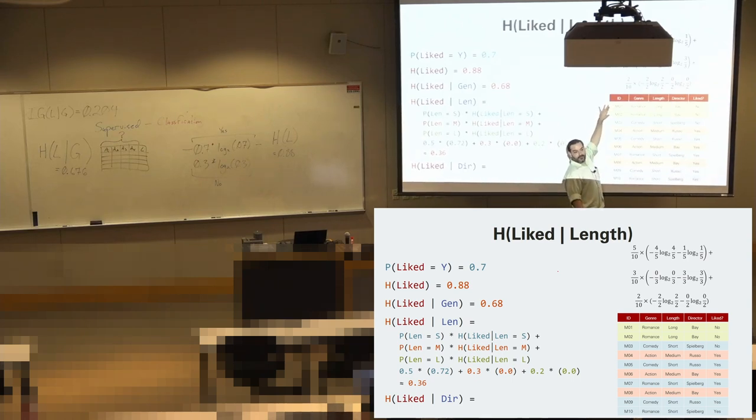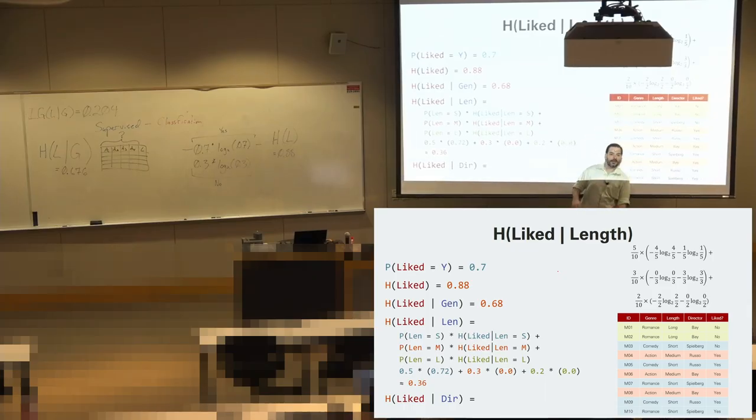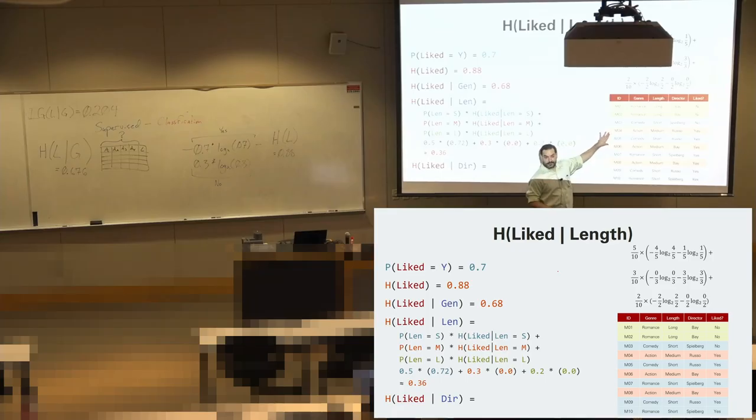Knowing that the length is long, does this handsome devil of a user like this movie? No. No, it doesn't matter. I don't even need to know anything else. I know that a long movie, no. What about mediums? Okay, well, we look at the mediums. Again, do I know if they like medium movies? Yes, every observation I see is they liked it. Then it's just, what's the conditional entropy of short movies? Well, again, there's a mix there, and so there's a little calculation. It's 1/5 against 4/5.